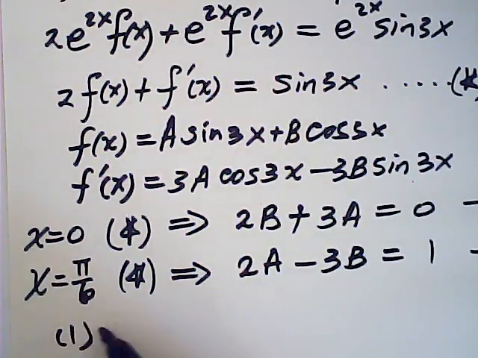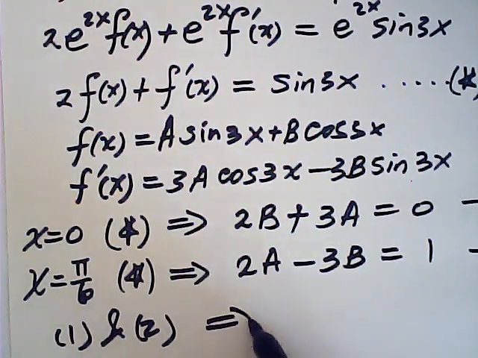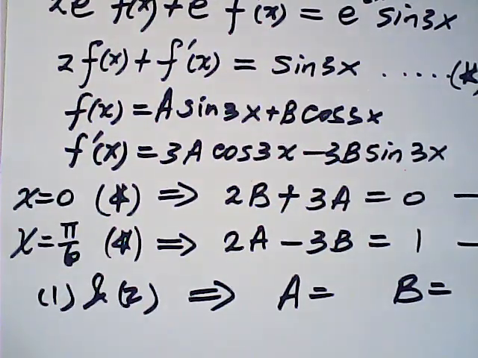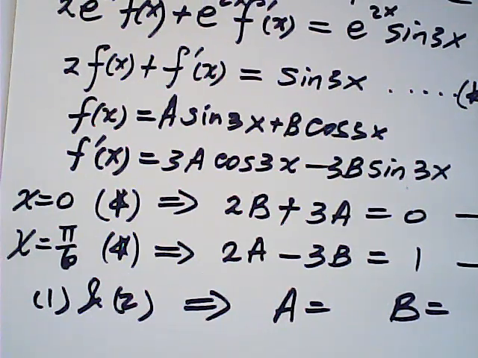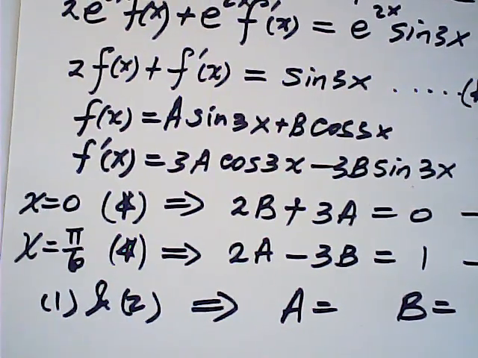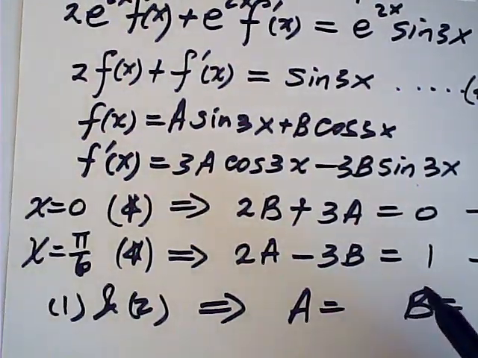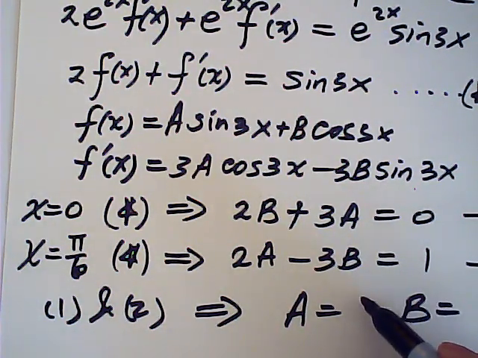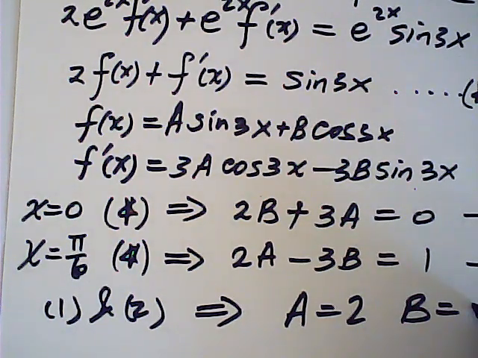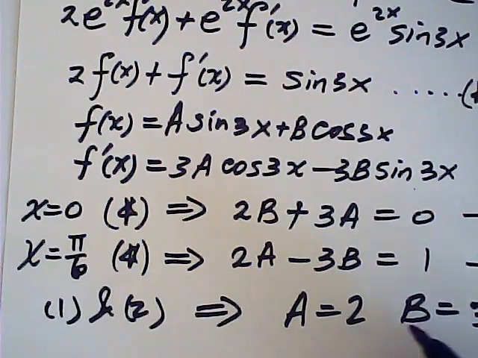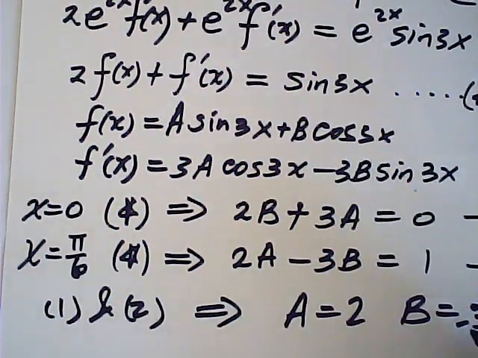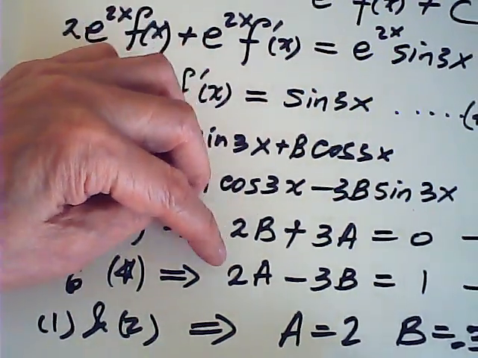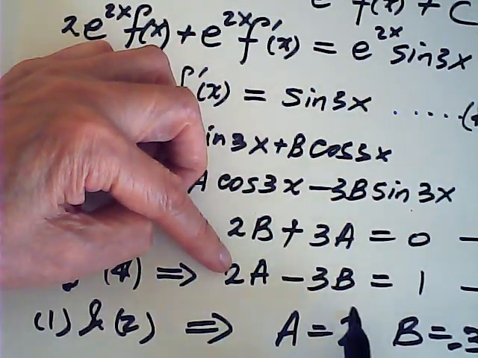Then equation 1 and equation 2, we can solve them. You see, a equal to, well, I'll just save time, right? A is equal to 2, b equal to 3, negative 3. Let's check it. 6, that's correct. 2 times 4.